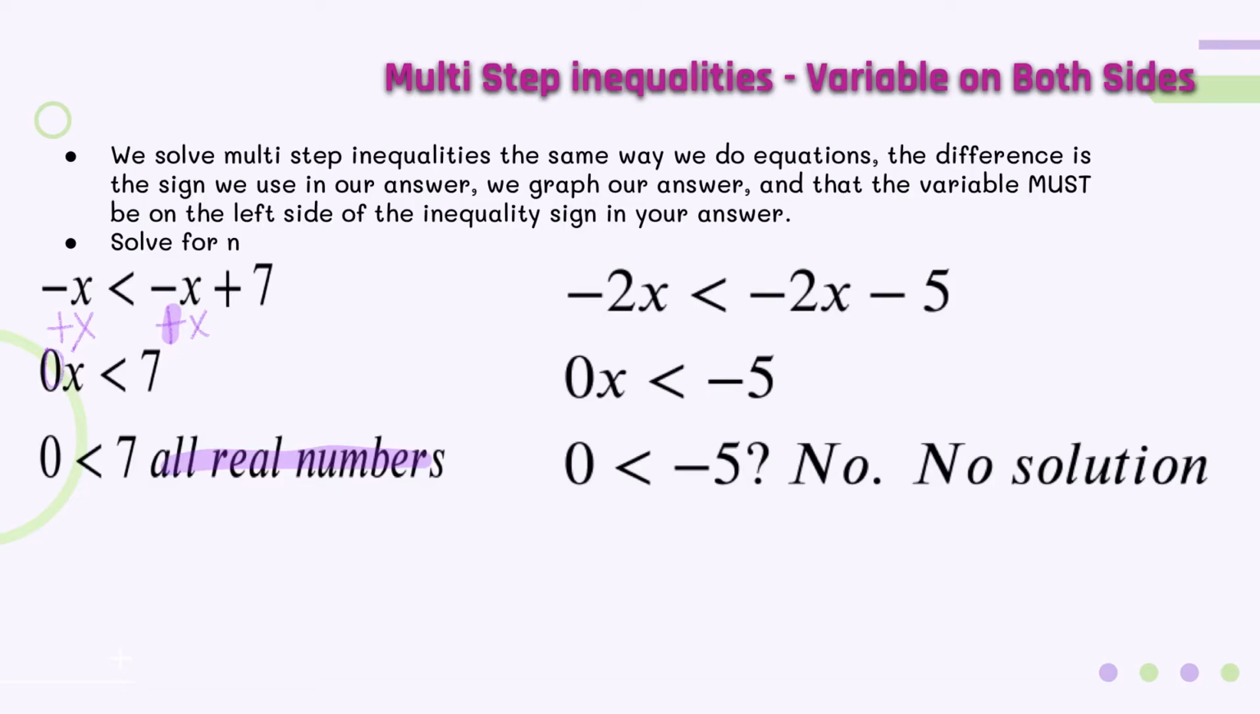Well, remember, anything we put in for x, 0 times anything is 0. Is 0 less than 7? Of course it is. This statement is true. So any number we put in for x is going to make this statement true. So we write all real numbers. Over here, we're going to add 2x to both sides. So we're left with 0x is less than 5. Is 0 less than 5? No, it's not. So the answer is no solution, because any answer we put in for x will not allow this statement to be true.